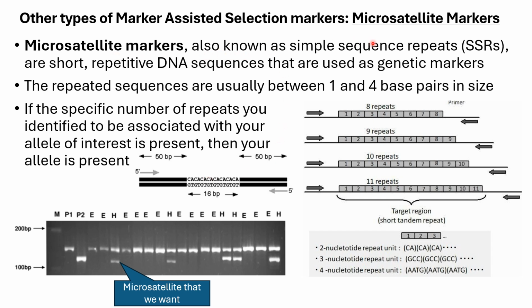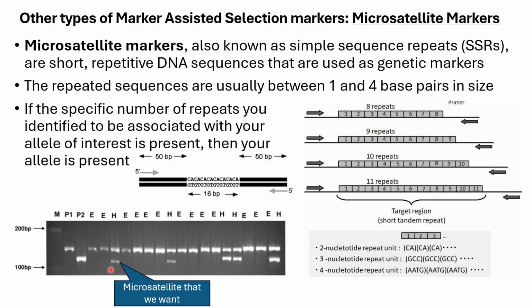So microsatellites, also known as simple repeats, are short repetitive DNA sequences that are used as genetic markers. The repeated sequences are usually between 1 and 4 base pairs in size. The specific number of repeats identified to be associated with your allele, if present, then your allele is present. Okay, so if they are there, then the allele that you want is there.